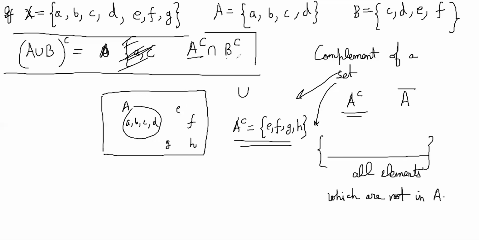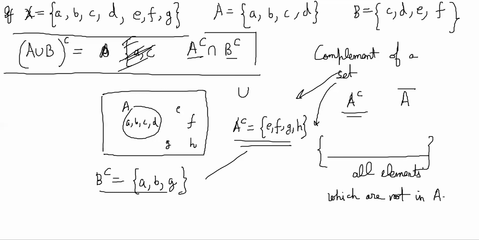So A complement intersection B complement. B complement is what? Tell me. B complement is A, B, G. That's it, right? So B complement and A complement intersection is what?